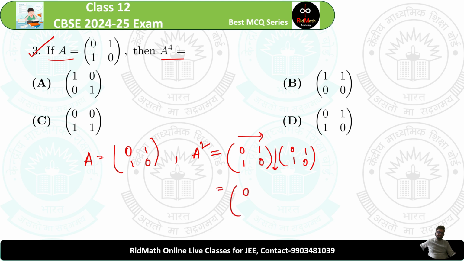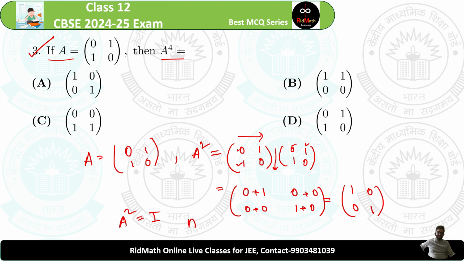So 0 into 0, 0, plus 1 into 1, 1. Then first row, second column: 1 into 0, 0, and again 1 into 0, 0. Then second row, first column, 0 plus 0. Again second row, second column, 1 plus 0. So this is [1, 0; 0, 1]. So we have got A square is equal to identity matrix.